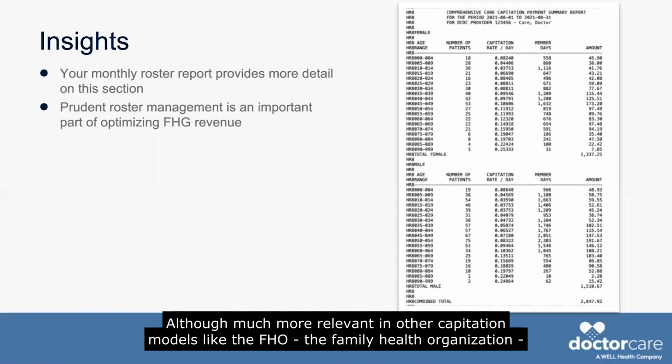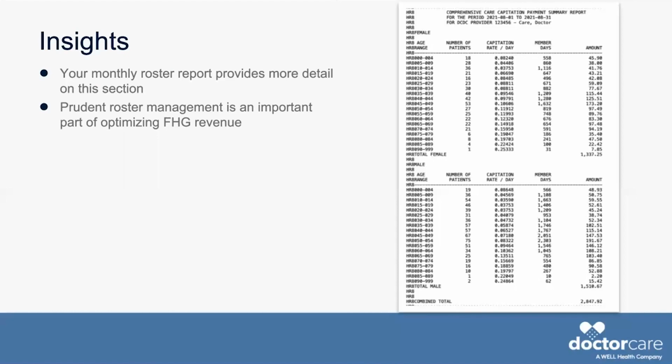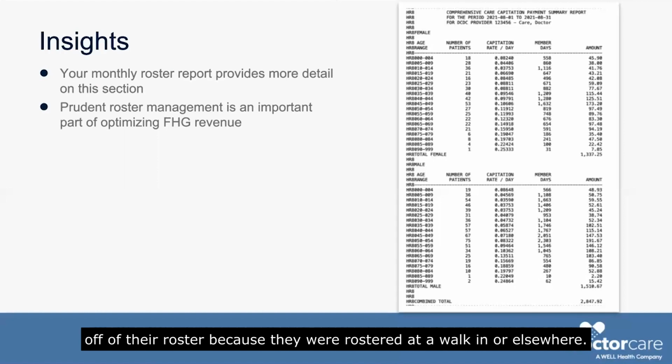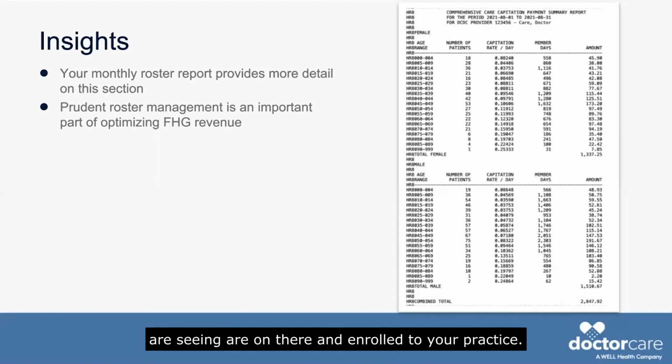Although much more relevant in other capitation models like the FHO, the Family Health Organization, it is still important to review your roster report on a monthly basis when you are in a FHG. The average physician loses many patients per month, and this lost capitation adds up if you're not paying attention to it. We've had many experiences while working with physicians who have lost hundreds of patients off of their roster because they were rostered at a walk-in or elsewhere. That is why it is important to keep reviewing your roster to make sure that the right patients that you are seeing are on there and enrolled to your practice.